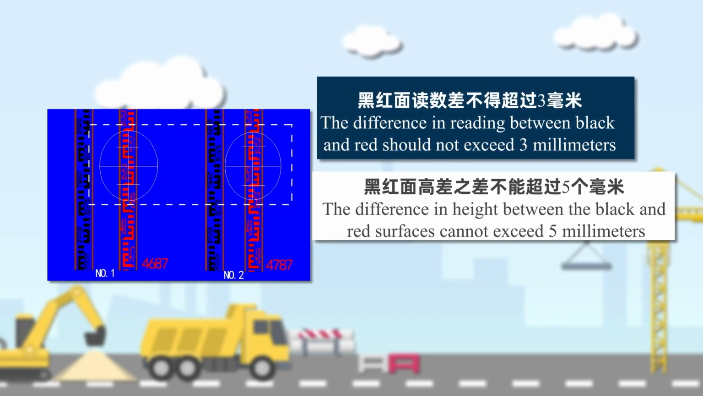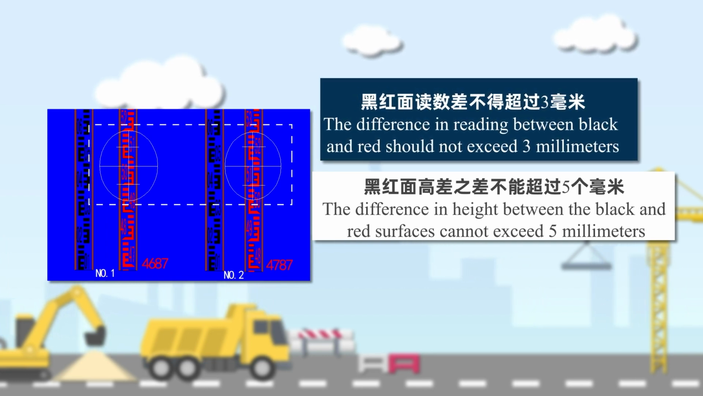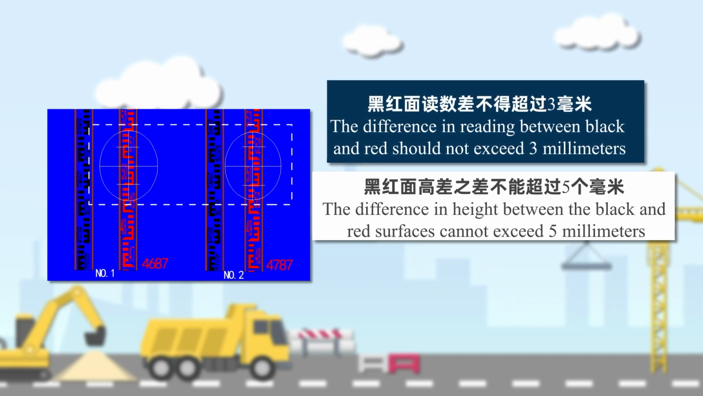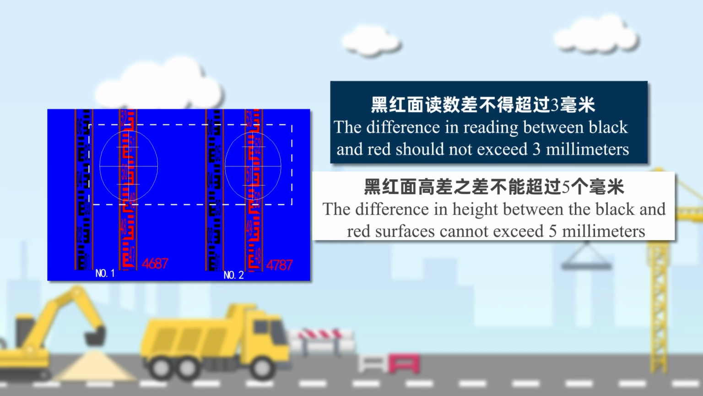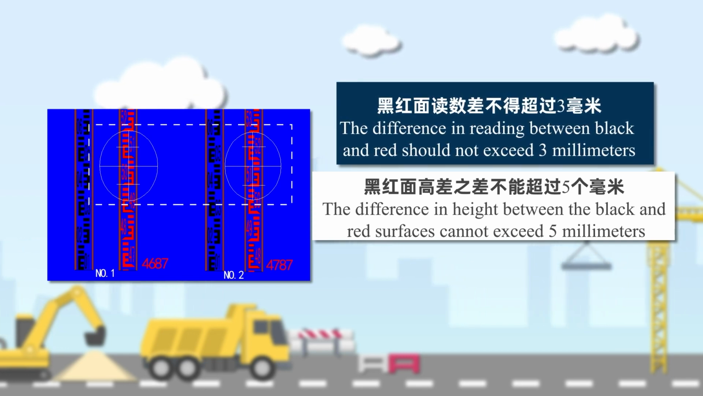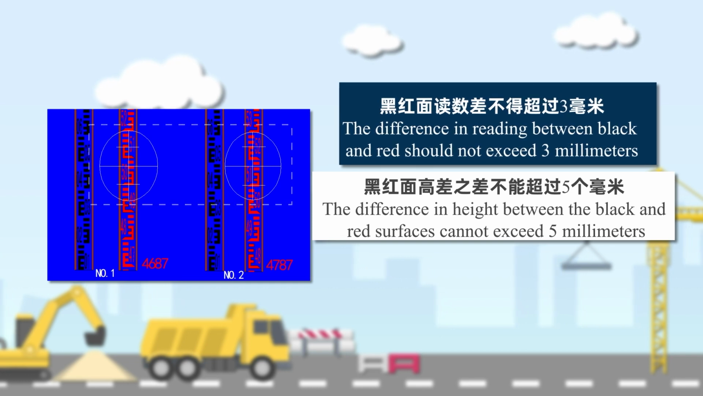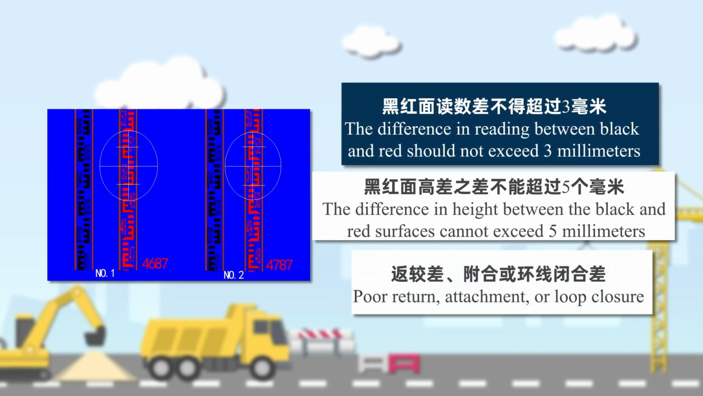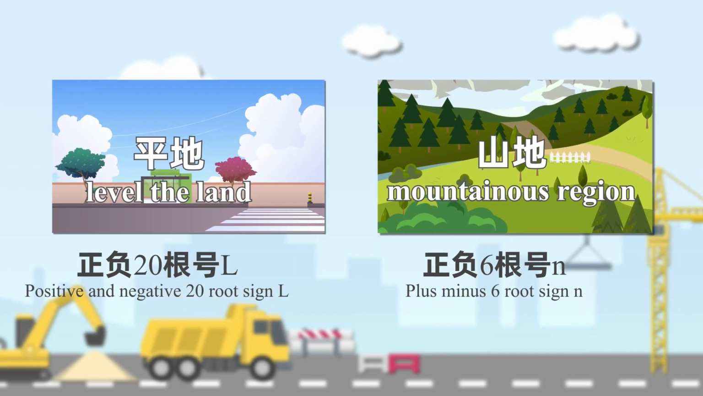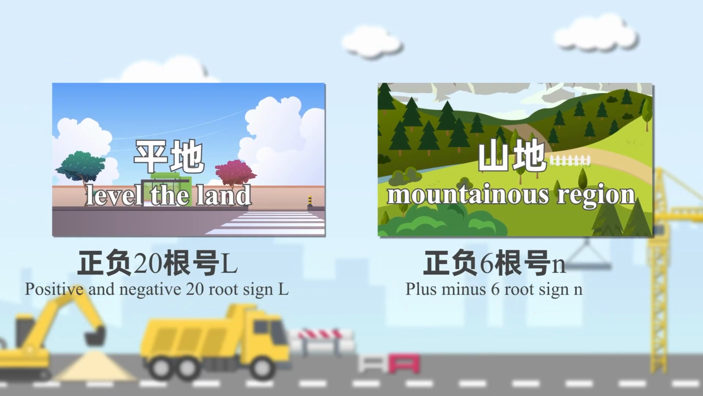In the observation of a measuring station, because the vertical point position has not changed, the height difference will not change, but due to the factor of our reading error, the two height differences we measured are not completely equal, so the limit is less than or equal to 5 mm. 9. The difference between return, attachment, or loop closure is ±20√L on flat land, and ±6√N on mountainous land.